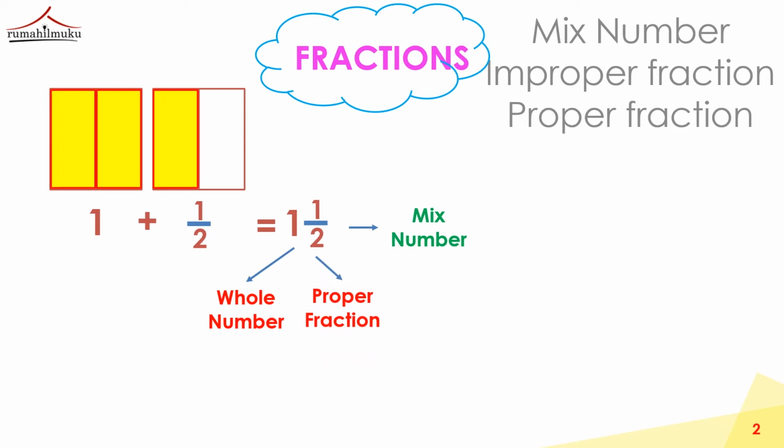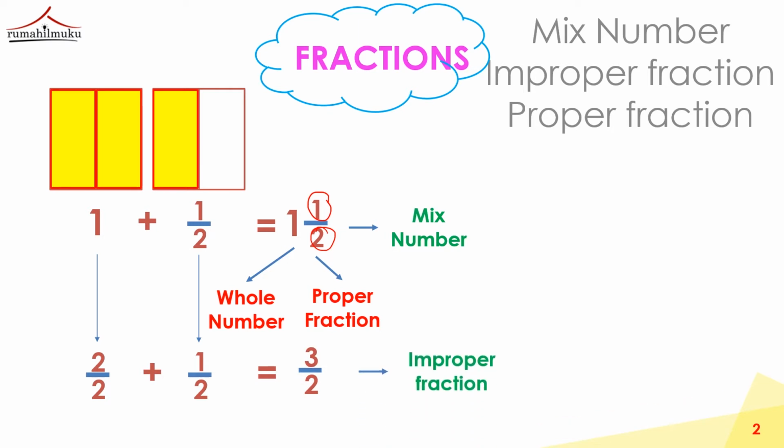And in a proper fraction, the numerator is smaller than the denominator. But we can also say this as 2 halves plus 1 half, which becomes 3 halves, which is called an improper fraction. In an improper fraction, the numerator is bigger than the denominator. Understand? You're with me here? Alright, good.